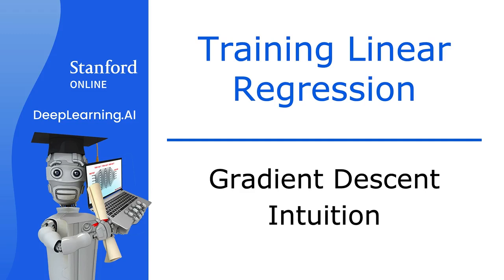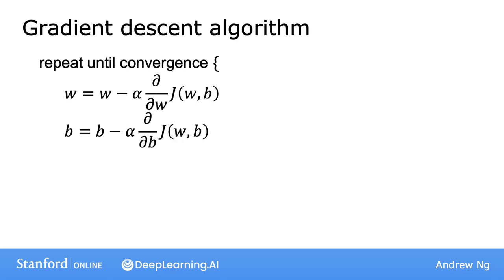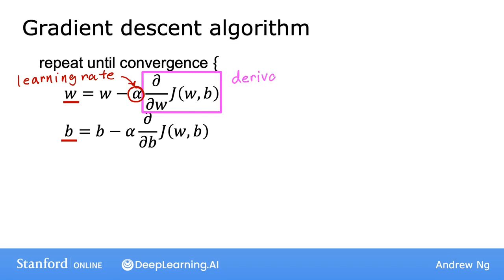Now let's dive more deeply into gradient descent to gain better intuition about what it's doing and why it might make sense. Here's the gradient descent algorithm that you saw in the previous video. And as a reminder, this Greek symbol alpha is the learning rate. The learning rate controls how big of a step you take when updating the model's parameters w and b. So this term here, d over dw, is a derivative term.